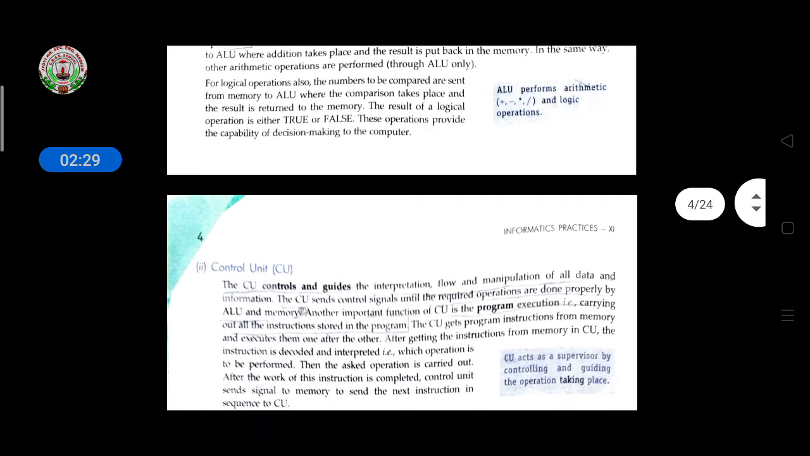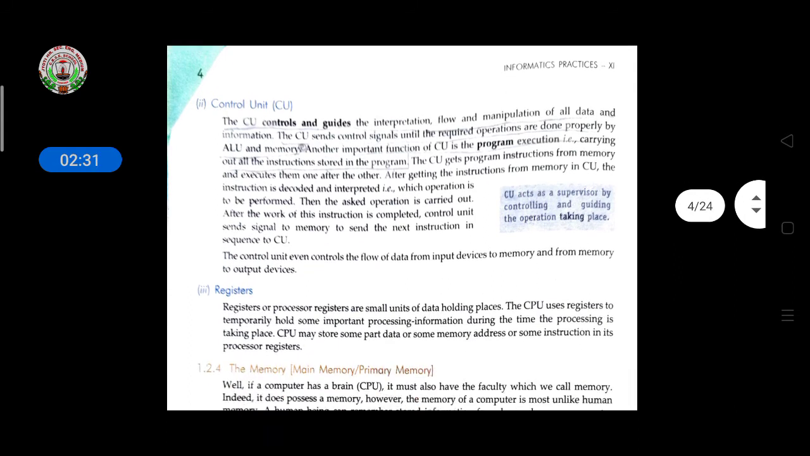If you are giving any instructions of calculation, the ALU will perform its task. For logical operations also, the numbers to be compared are sent from memory to the ALU, where the comparison takes place and the result is written to the memory. It means if you want the answer in the format of true or false, meaning you are using logical operators, it also performs the logical operation and shows the result.